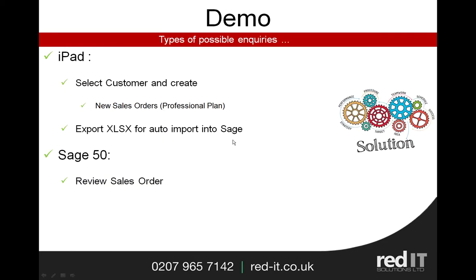So in this demo, I'm going to log into the app on the iPad. I'm going to select a customer and create a sales order. Now that's available in the professional plan, which allows you to create sales orders, purchase orders, and so on. That then generates an Excel spreadsheet, which gets emailed back to the PC with Sage on it, and that's then automatically imported into Sage. We'll then log into Sage and review it.